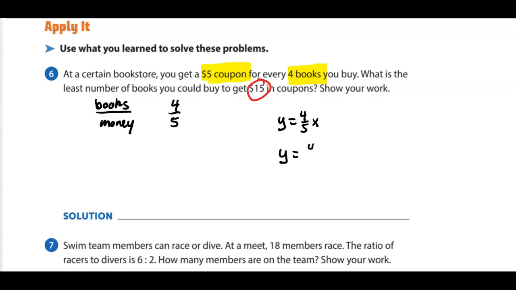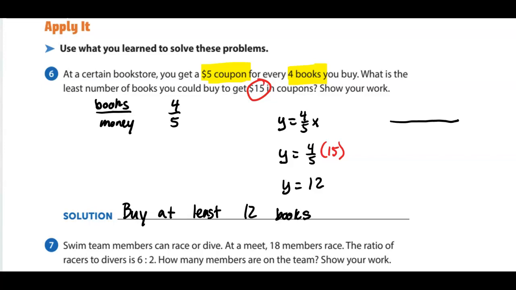So we're trying to say, all right, how many books for a $15 coupon? y is equal to 4/5 times 15. So in this case, y is equal to 12. So you have to buy at least 12 books to get $15 in coupons. I also think this is like a tape diagram right here, right? So if 0 books is going to get me $0, 4 books is going to get me $5. 8 books is going to get me $10. 12 books is going to get me $15 right there.